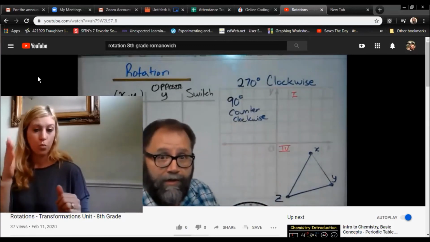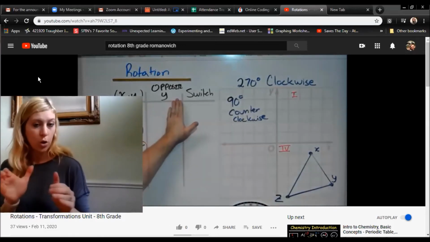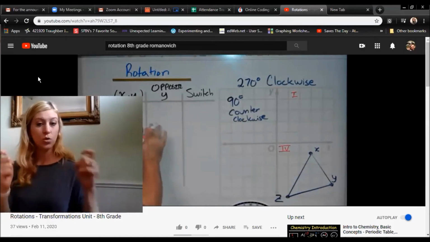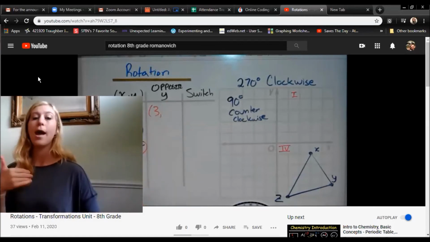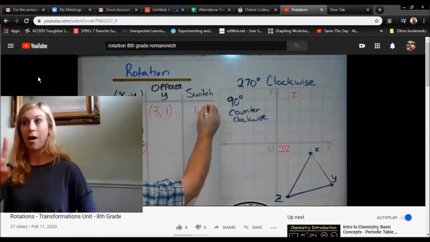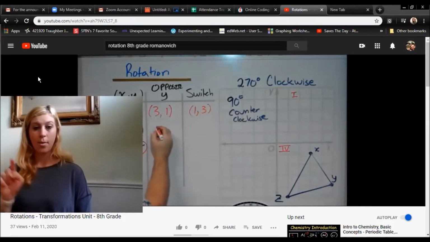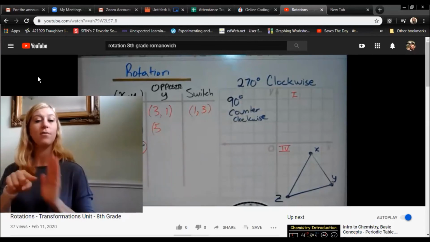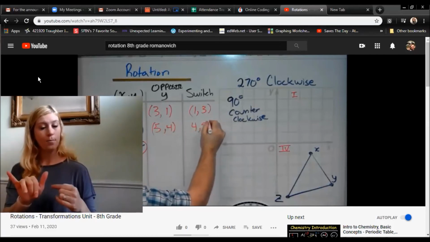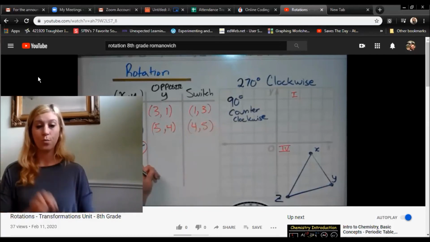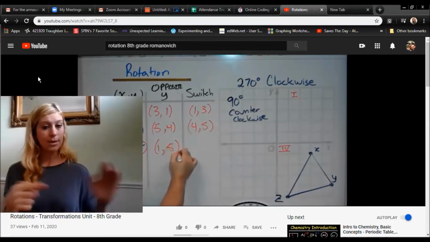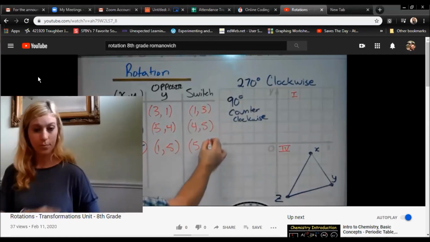So let's see how we do this. All right, the rule for this one is we need the opposite y and then switch. Not too tough. Let's put this in here. So opposite y, I've got 3. My x stays the same. Negative 1 becomes positive 1. Now I switch them. 1, 3. Here I've got 5, negative 4. So my x stays the same. I take the opposite y, it gives me positive 4. And then I switch the values. And then here I've got 1, negative 5. My x stays the same. The opposite of negative 5 is 5. Which gives me 5, 1.